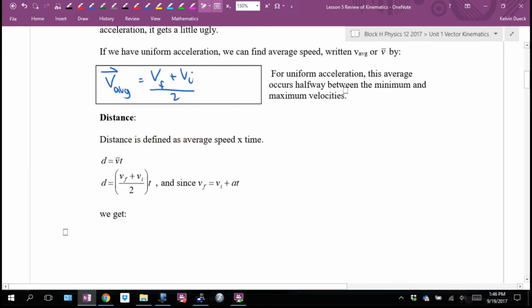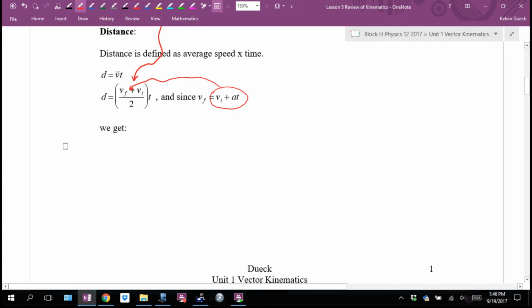Distance is defined as V average times time. So what I'm going to do now, Marcus, is I'm going to drop the V average expression right into there. Oh, and since V final is V initial plus AT, I'm going to replace the V final with V initial plus AT. When I do that, I'm going to get as follows. D equals, instead of V final, I'll have V initial plus AT. And then there's still another V initial that drops down like a domino. And that's all over 2. And then outside the brackets, I have a T.